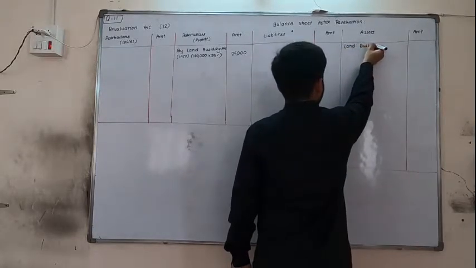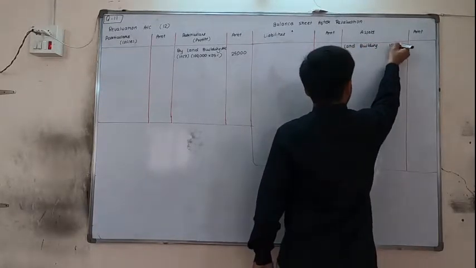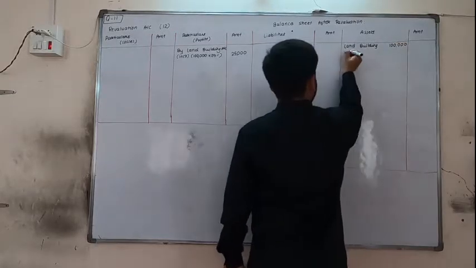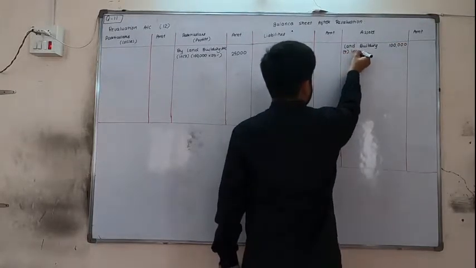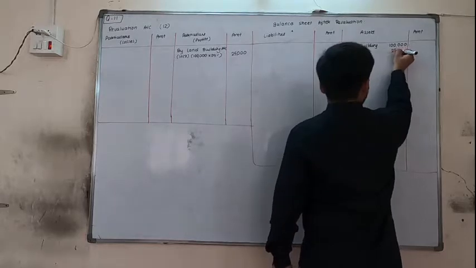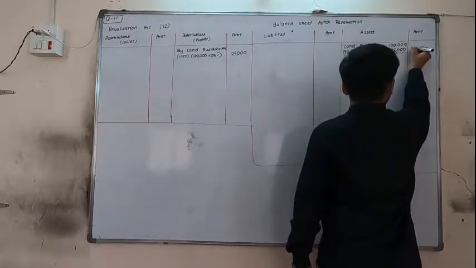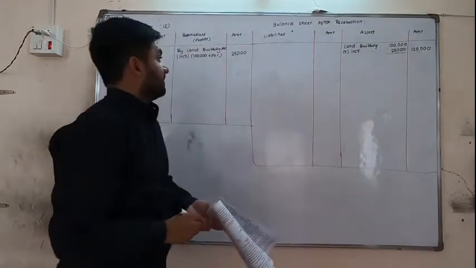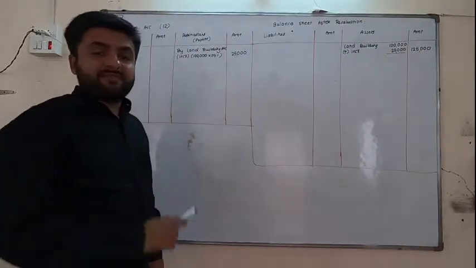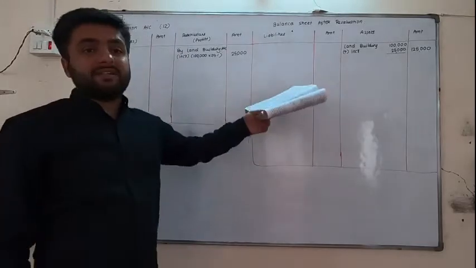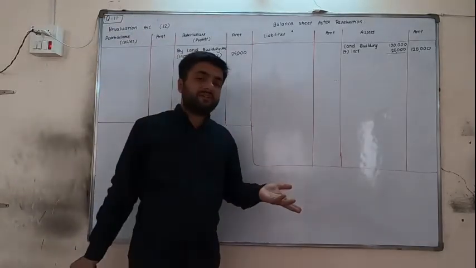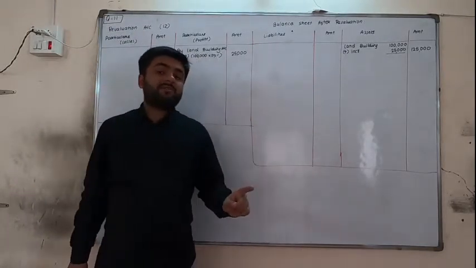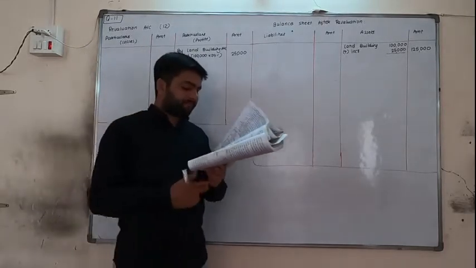Next effect, as land building is increasing, we will add that. So land building in the inner column is 1 lakh plus increase INCR 25,000. So the new value will be 1,25,000. Now you can see the effects. Credit side means credit. If one is credit, the other should be debit. Now asset is debit side and debit side plus means debit. You can check the effect also, whether you are correct or wrong.